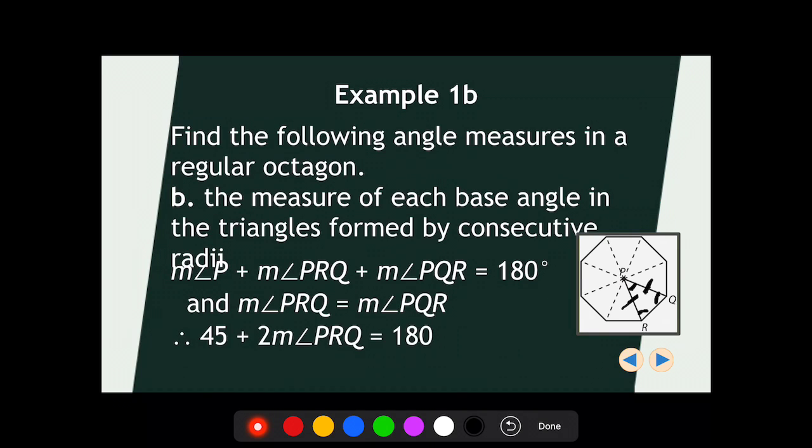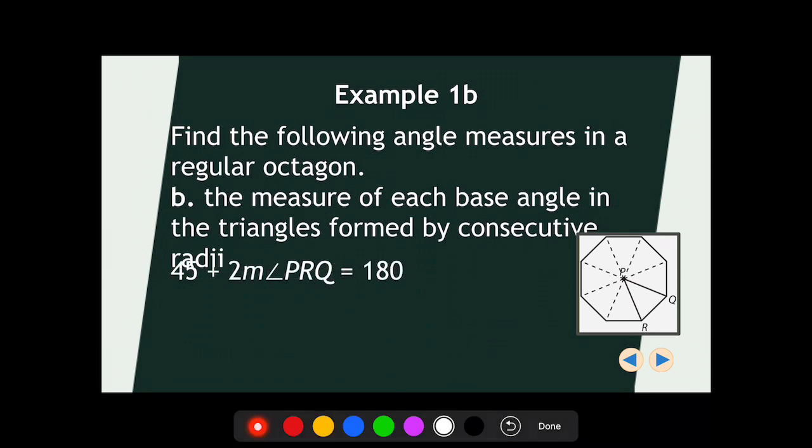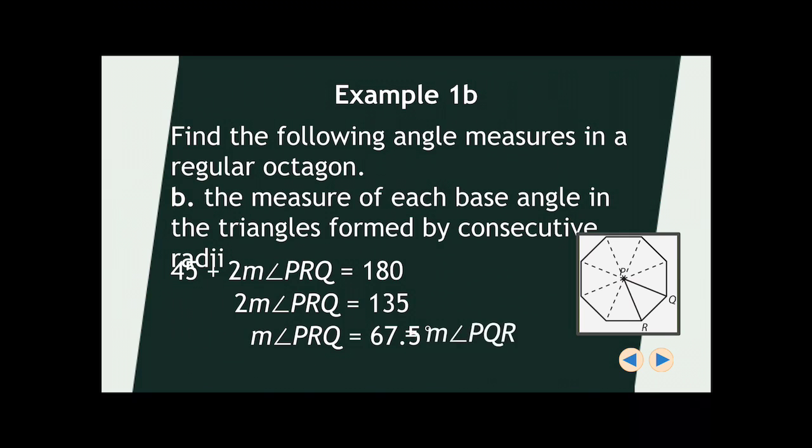So they say 45. The 45 is the central angle. And then they say 2 times the measure of PRQ, because PRQ and PQR are both equal. So they set that up and they have to equal 180 degrees. And then you just use some basic algebra here: subtract 45 from both sides, and then divide by 2, and you get the measure of those base angles, which each measure 67.5 degrees.